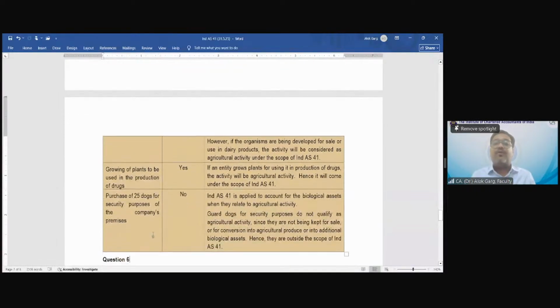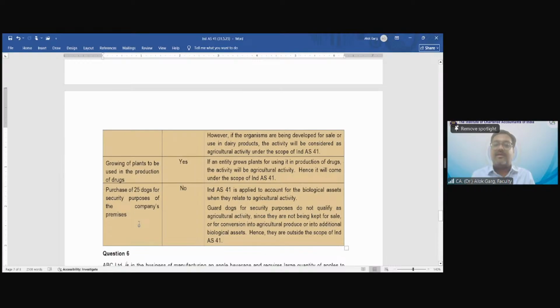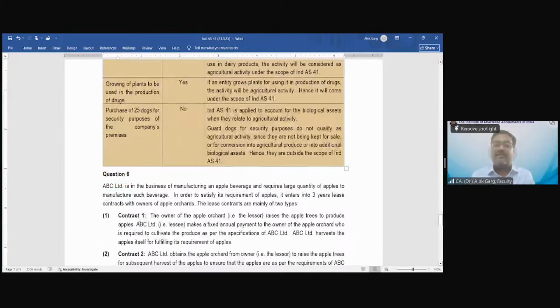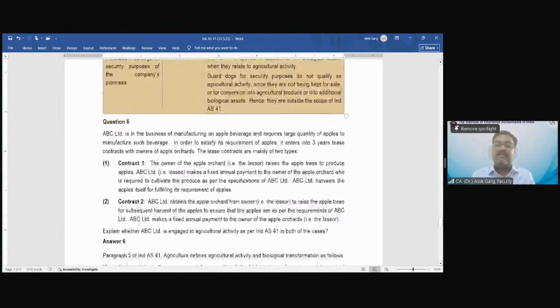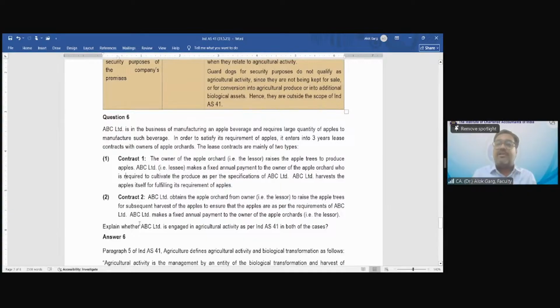Purchase of 25 dogs for security purpose, whether it will be agricultural activity. No. It is Ind AS 16 PPE. It is not an agricultural activity. Okay, not an agricultural activity. Yes. So let's discuss question number 6.